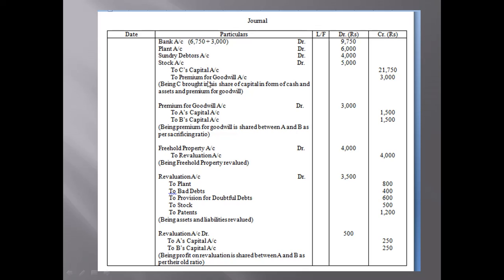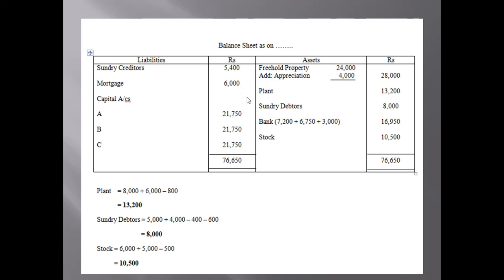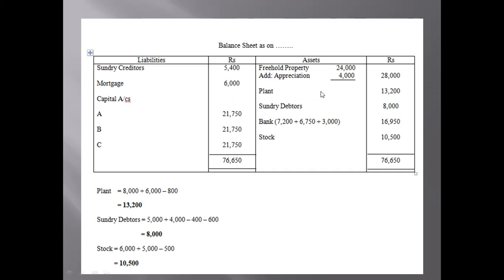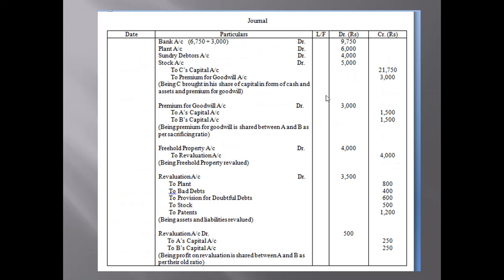It seems quite heavy, isn't it? We already know that C's capital will be credited as the new partner is bringing in his share of capital, and he is bringing the premium for goodwill also. So C's capital is 21750, as we have seen in the capital account. I don't know why this laptop is slow today. So 21750 should be written here, and he is bringing premium for goodwill also, that is 3000. So together how much will it be?